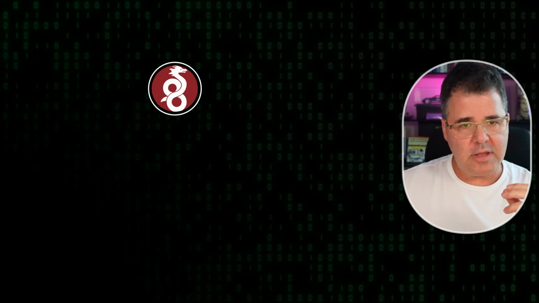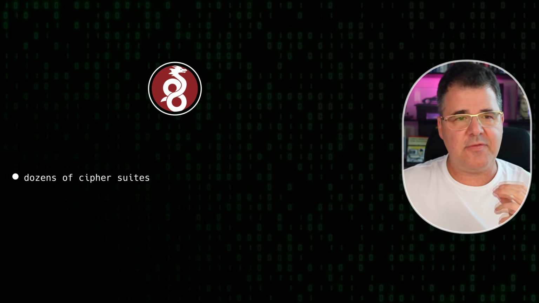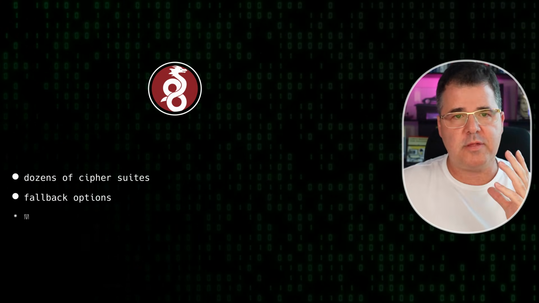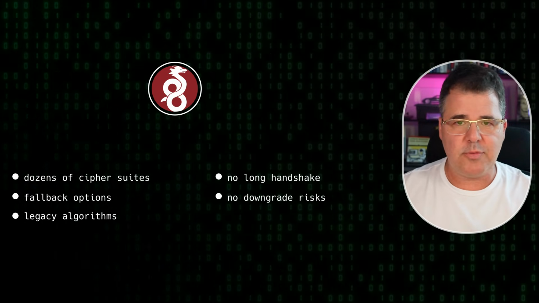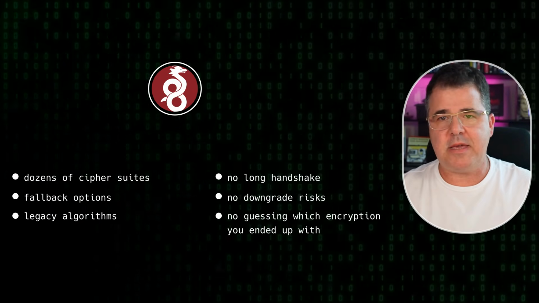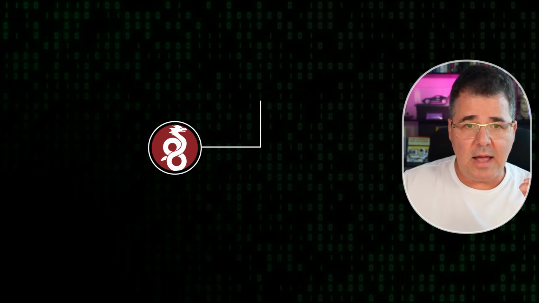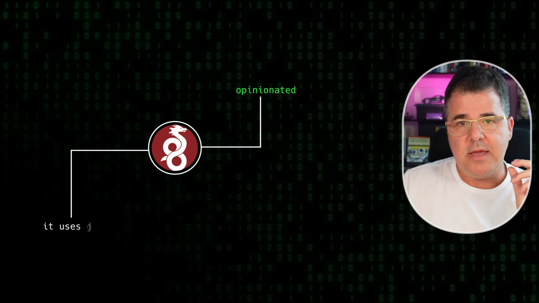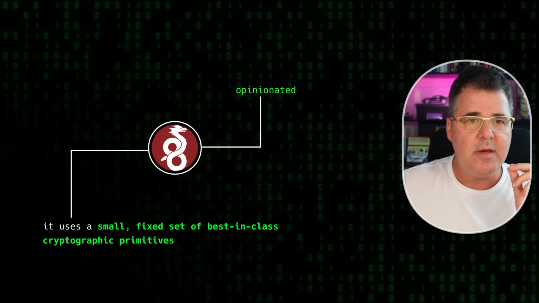And yes, WireGuard uses modern cryptography, and this is one of the biggest reasons it performs so well. Unlike older VPN protocols, WireGuard doesn't negotiate dozens of cipher suites, fallback options, or legacy algorithms. There is no long handshake, no downgrade risks, and no guessing which encryption you ended up with. Instead, WireGuard is opinionated. It uses a small, fixed set of best-in-class cryptographic primitives.